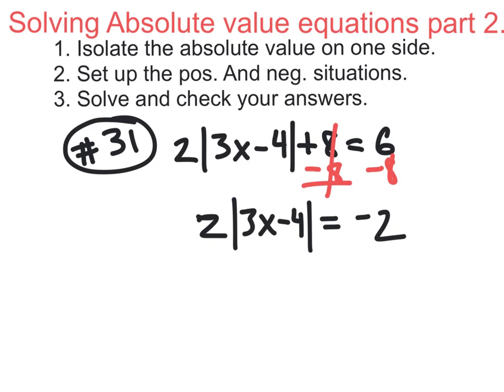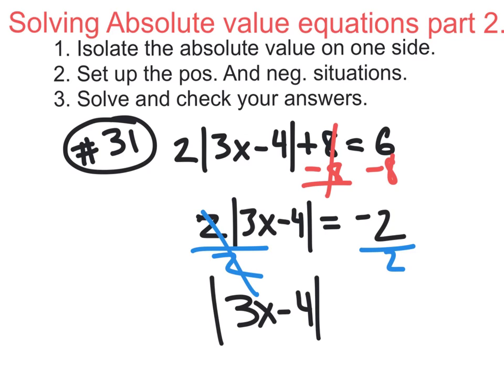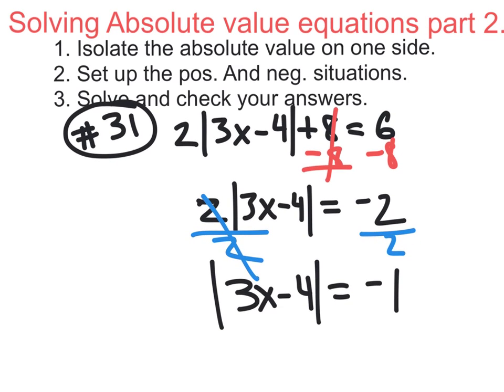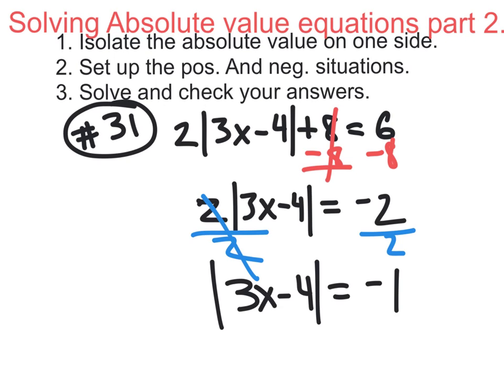For my final step, I'm going to divide by 2. That way it cancels, and divide by 2. Now, notice that I have absolute value of 3x minus 4, and I have equals a negative 1. Now, at this point, I could actually stop what I'm doing. Now, I know normally we would say we want to set up the positive and the negative situation, but at this point, because I have the absolute value equals a negative number, we know that that's an impossibility.